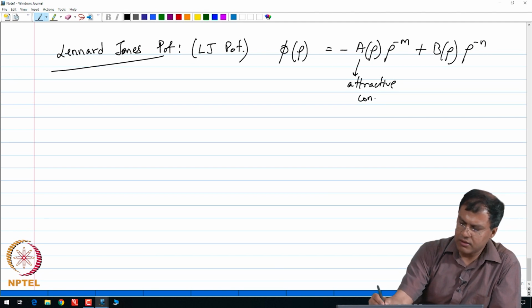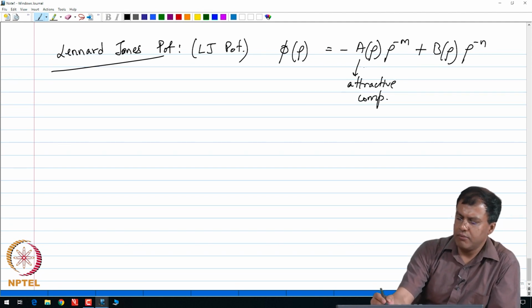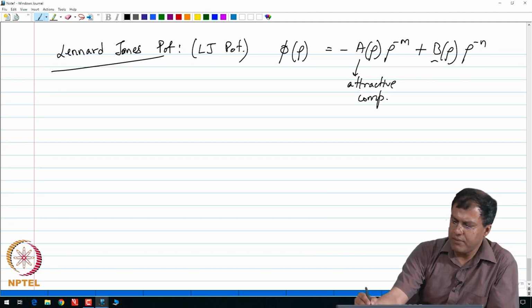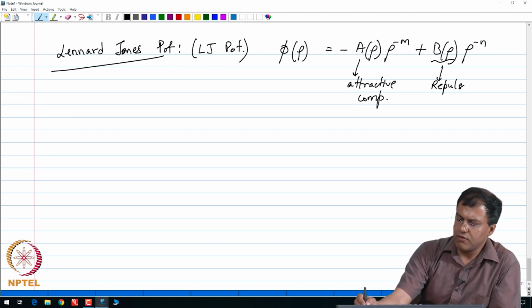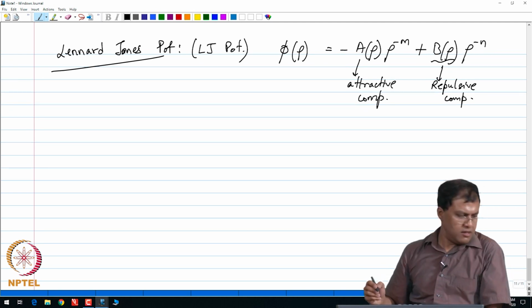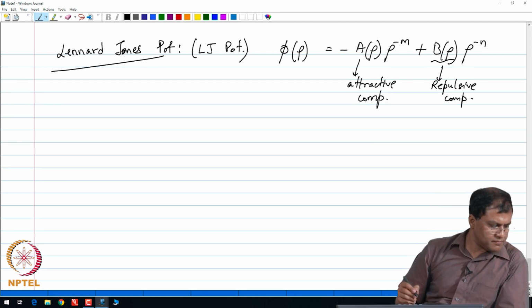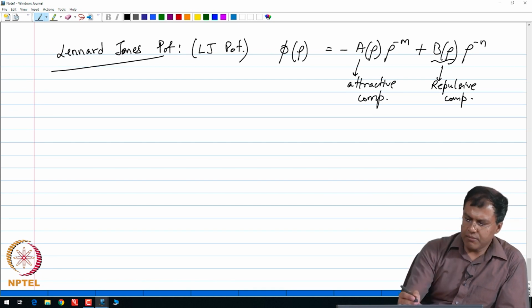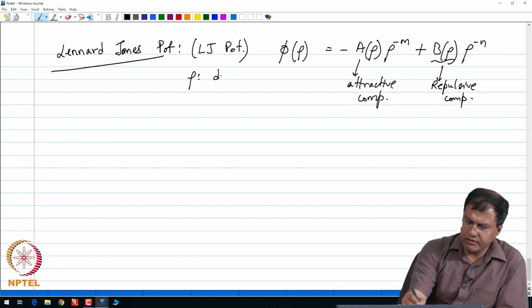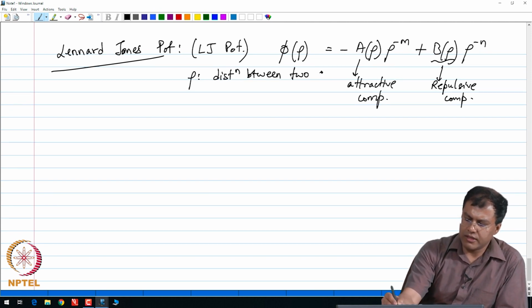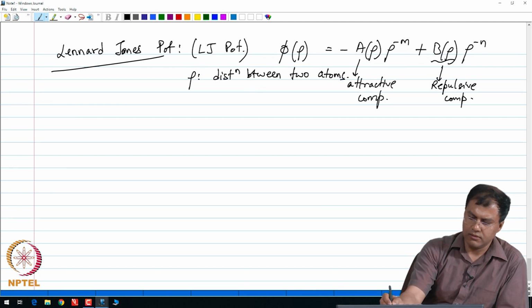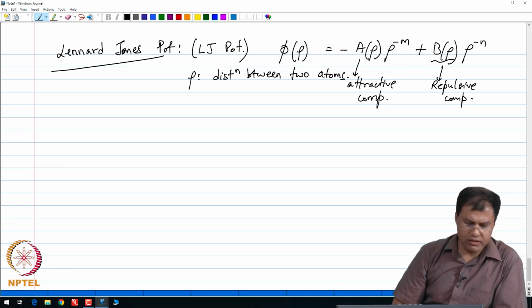component, because of the minus sign, and B represents the repulsive component, okay, because of the plus sign. Okay. So, then my rho is the distance between two atoms or the atoms under consideration or the structures under consideration.